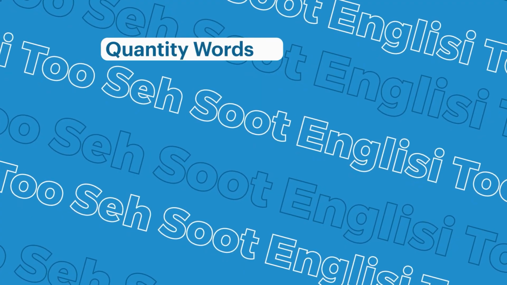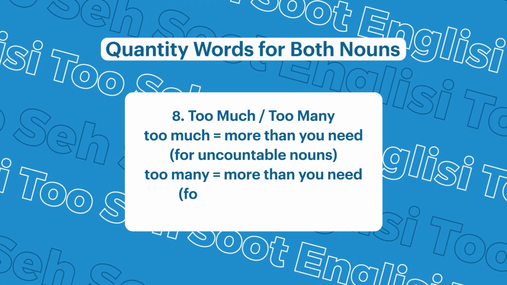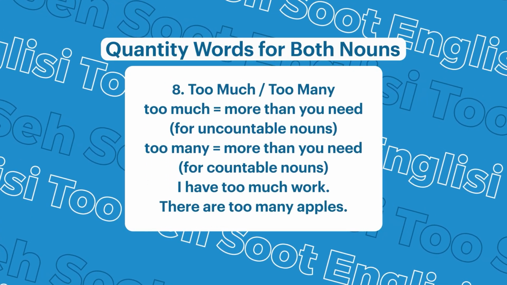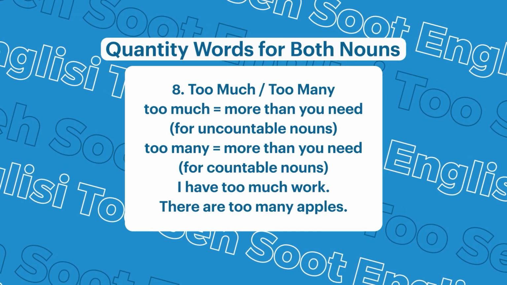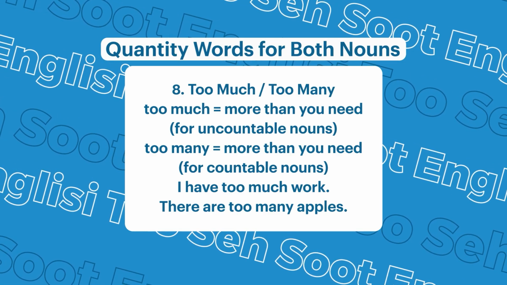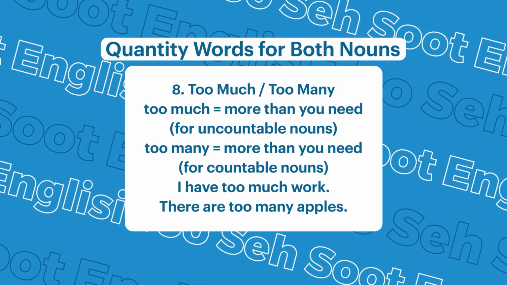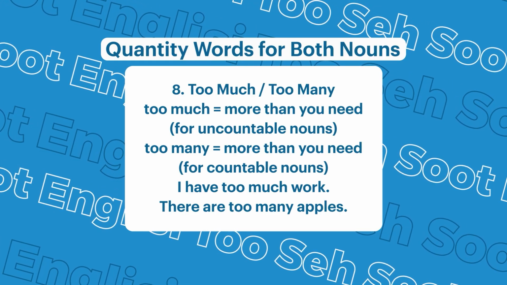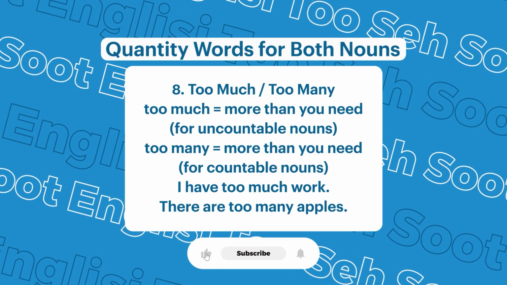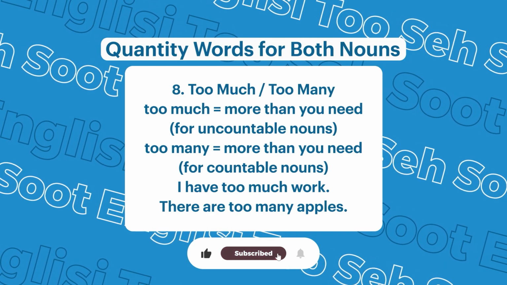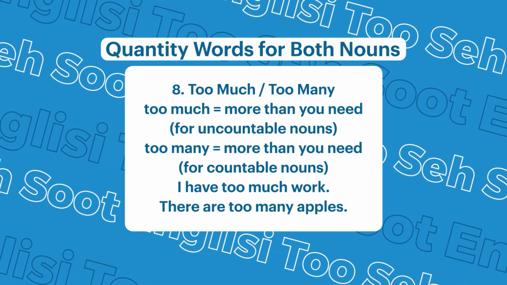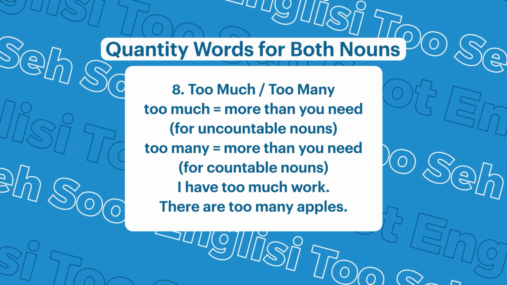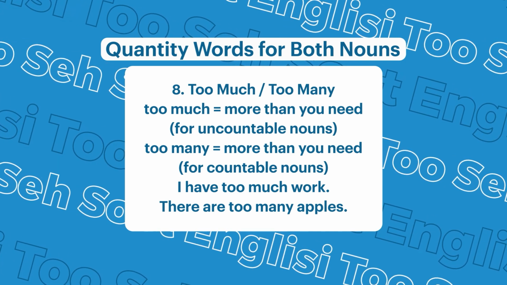The last but not least is number 8, too much or too many. Too much is used for uncountable nouns like money, water, air, and etc. And too many is used for countable nouns like apples, students, persons, and etc. We use both when we want to describe something as more than we expected. Remember, too usually has a negative feeling. It shows dissatisfaction and a lack of good feelings.